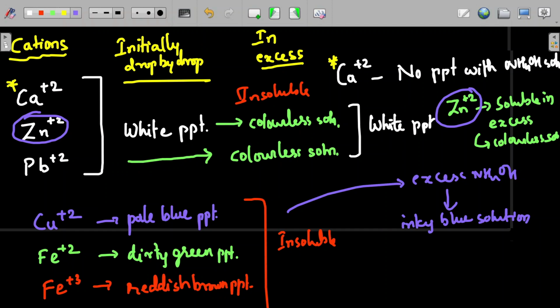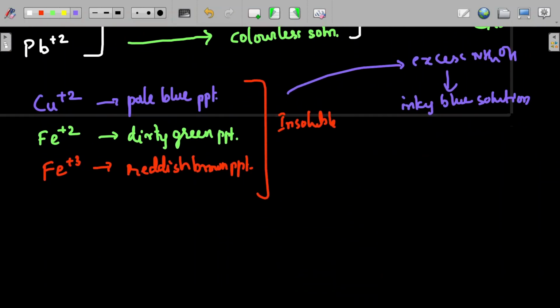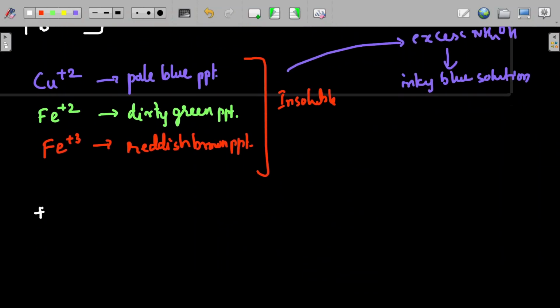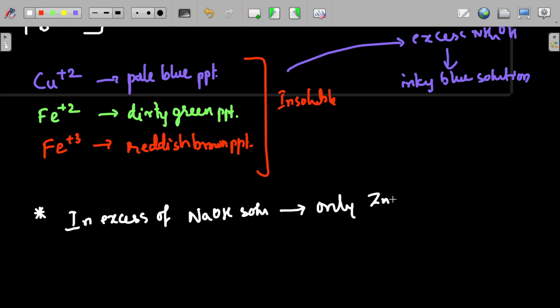Remaining all are insoluble. Okay, so to just summarize this, what is that? In excess of NaOH solution, make note of these things, only Zn2+ and Pb2+ PPT are soluble.